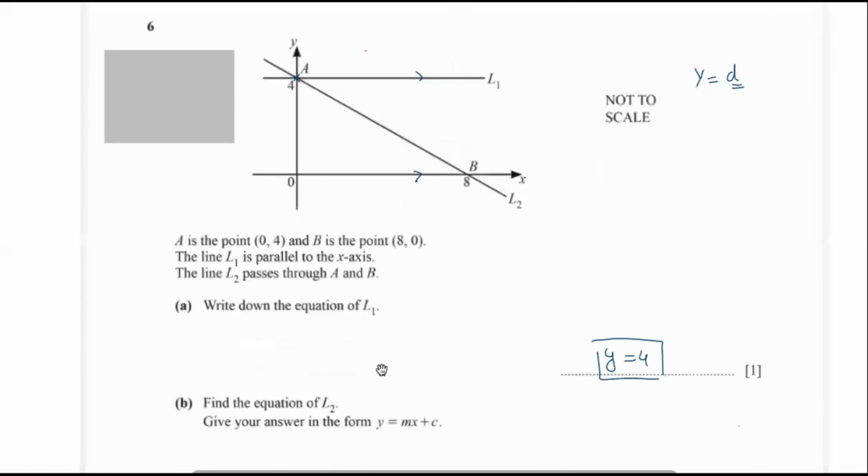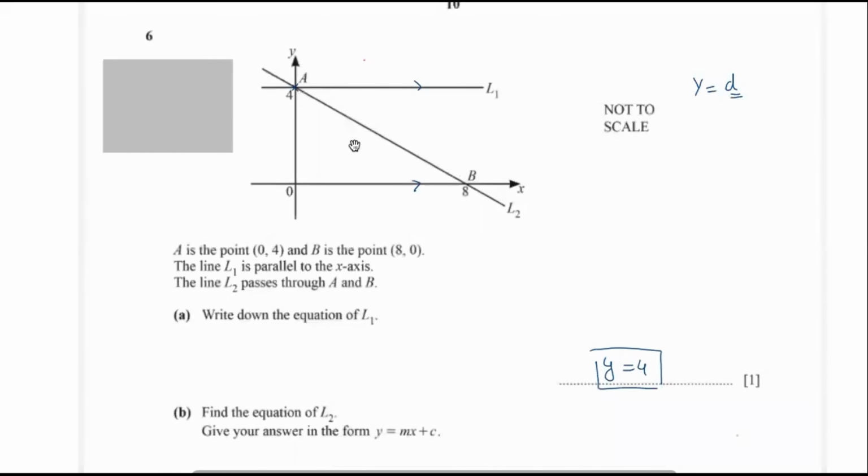Next, find the equation of the line L2. Now, this equation is y equals mx plus c. Here c is the y-intercept, and we name it as (0, 4). Therefore, we can write this equation as y equals mx plus 4.